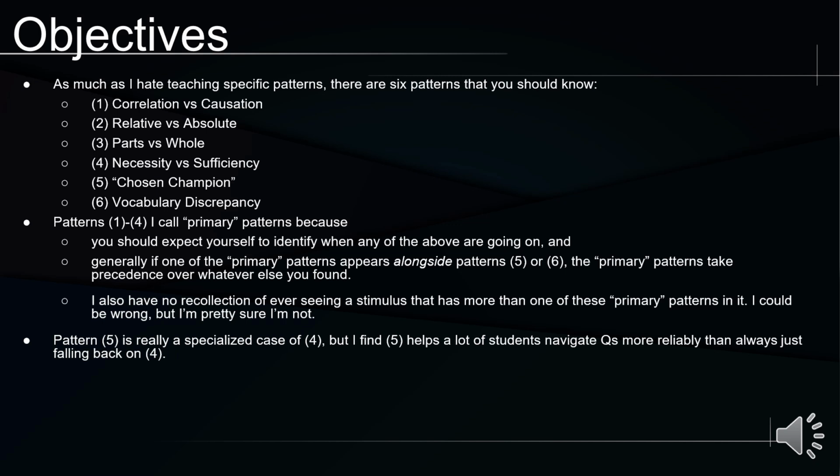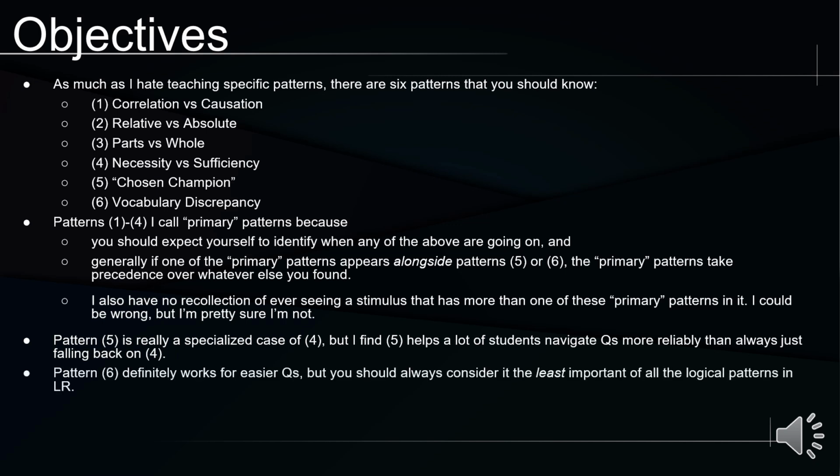And pattern number 5 arguably is just a specialized case of pattern number 4, necessity versus sufficiency. But I do find that number 5, the chosen champion issue, does help a lot of students navigate questions more reliably than always just reflexively falling back on necessity versus sufficiency. And a note about pattern 6. It is a pattern, it's real, and it definitely works on easier questions, but you should always consider it the least important of all the logical patterns that we see in LR. It's there again, but it should be the last thing in terms of priority.